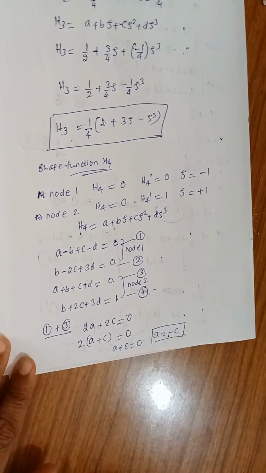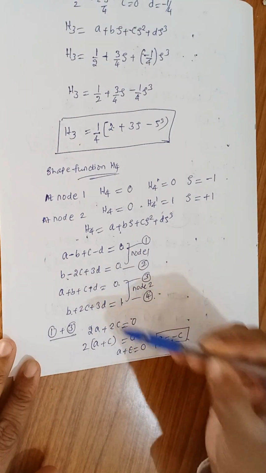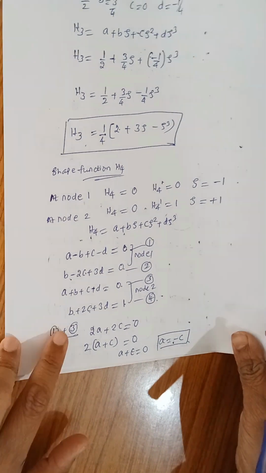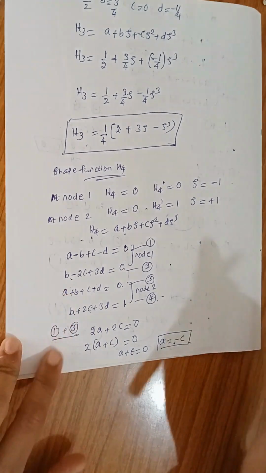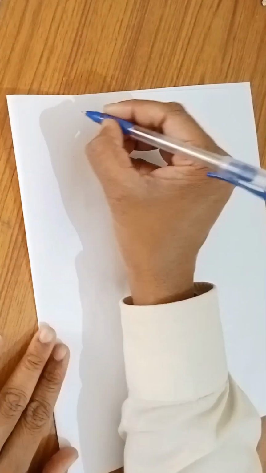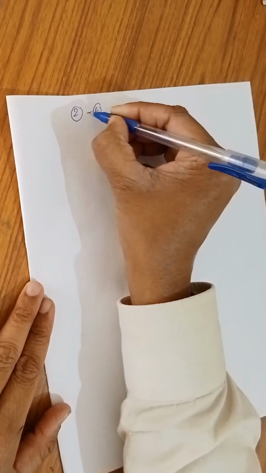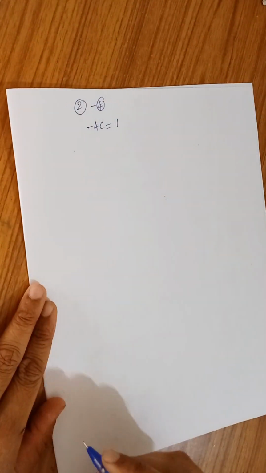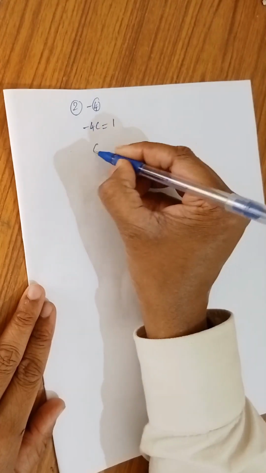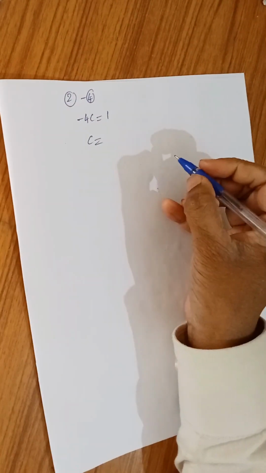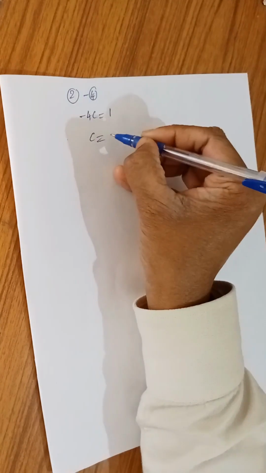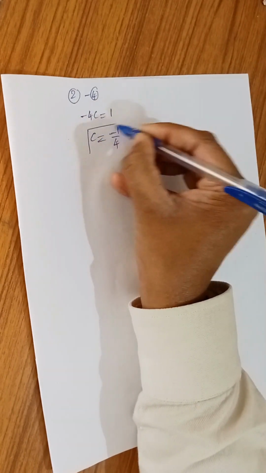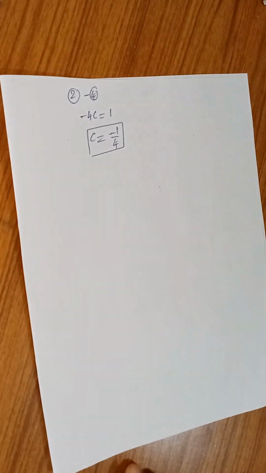Equation 2 minus equation 4: b minus b is 0, 3d minus 3d is 0, and minus 2c minus (minus 4c)... so minus 2c plus 4c. So when I do equation 2 minus equation 4, I'm going to get minus 4c equal to 1, or if I send the 4 to the other side, c equals minus 1 by 4. So the value of c is minus 1 by 4.